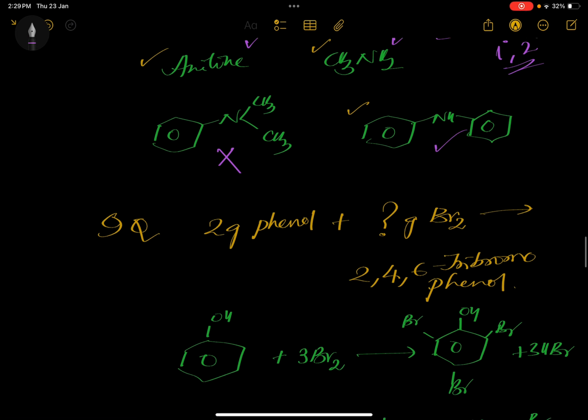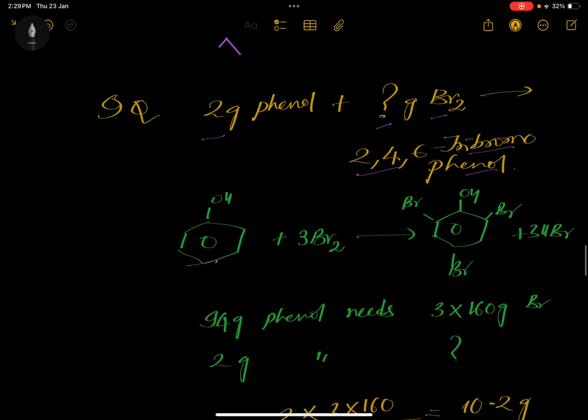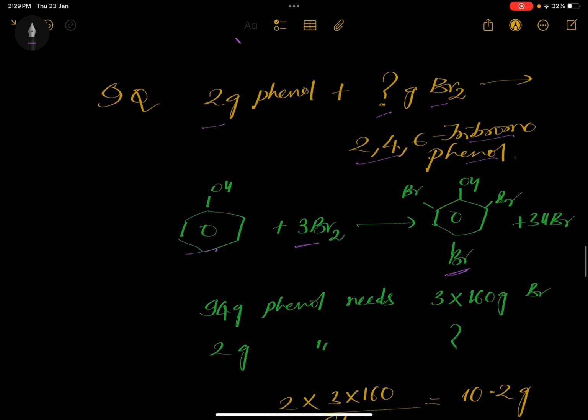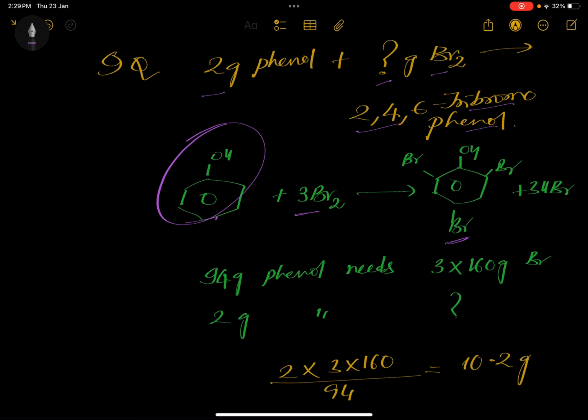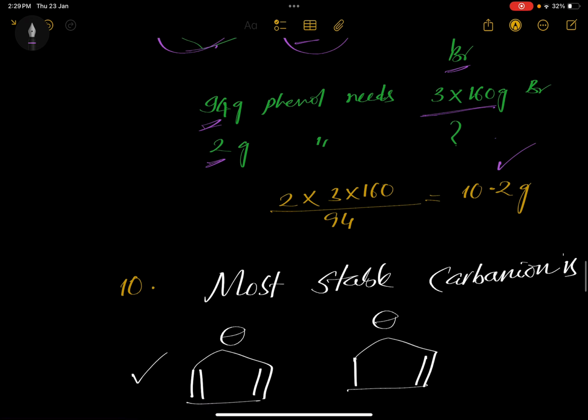Easy question. 2 grams of phenol with how many grams of bromine will give you 2,4,6 tribromophenol. So phenol when reacts with 3Br2, it forms 2,4,6 tribromophenol. Phenol means molecular mass is 94. 94 grams requires 3Br2, 3 into 160 grams. Each Br is 80, so 160 grams. So 2 grams requires how much? 10.2. So you can round off to 10, I think.